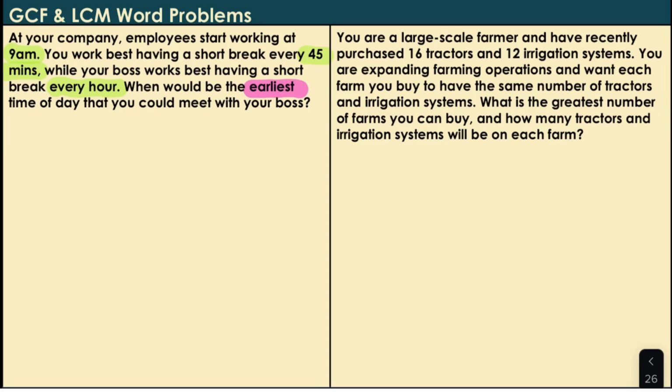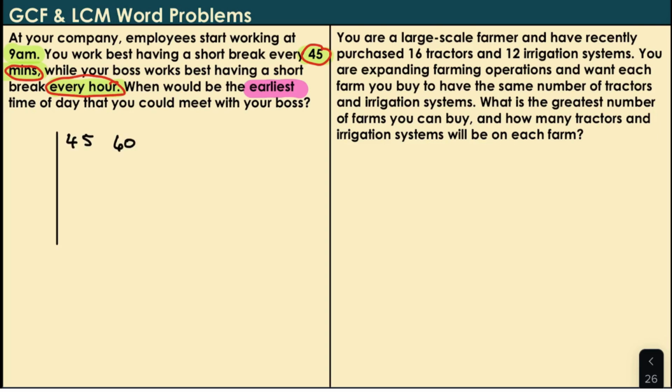Immediately we see the word earliest, and it is quite similar to the word lowest, and immediately we think lowest common multiple. Additionally, you need to think to yourself, will that interval be less than 45 minutes? No, okay, because your boss can only have a break every hour. So it means our time interval will be more than 1 hour. Now, because it is more than 1 hour, we are looking for the lowest common multiple.